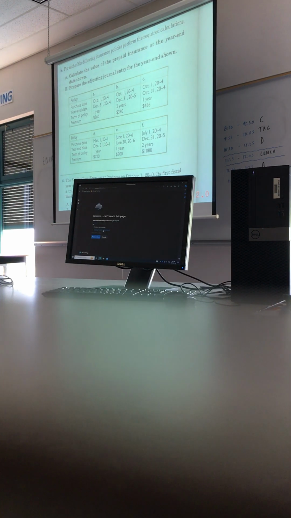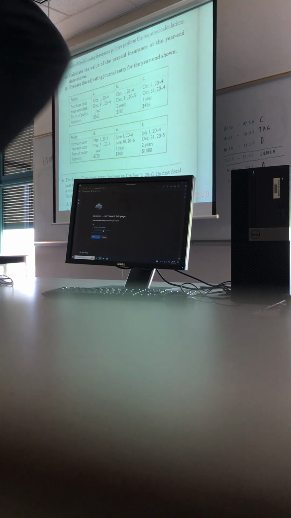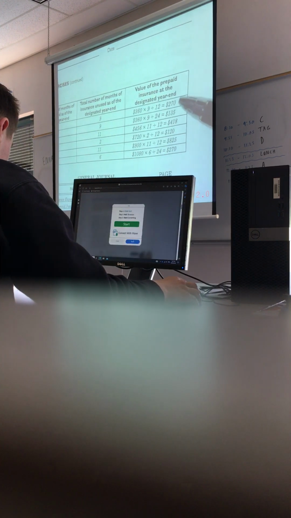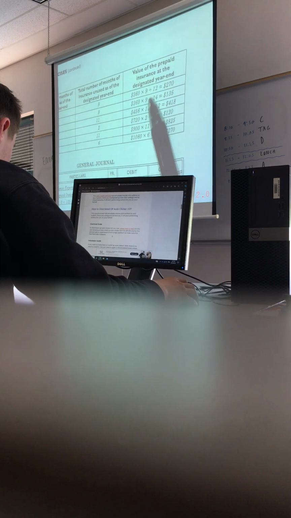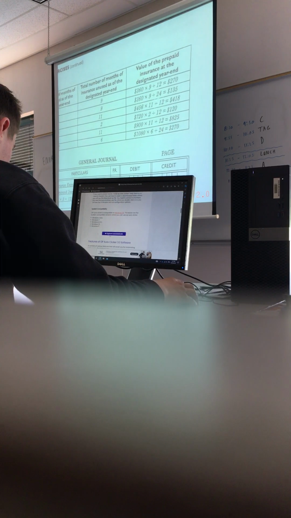So the first one's simple because the purchase and the year end are the same year. So you bought this on October the 1st, so you would have owned it for October, November, December. So 3 months. So you would have used up 3/12, and you would have 9/12 remaining at the end of the year. And it tells you that the policy's worth $360. So this just shows that you've used up 3, there's 9 left. This column here, in all the cases, is just asking for what's the remaining value. So that's the 9/12 of 360 is 270.